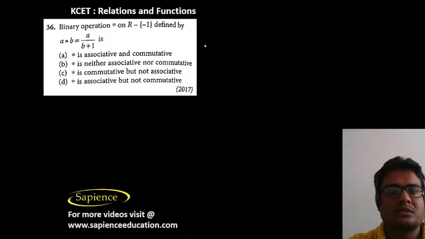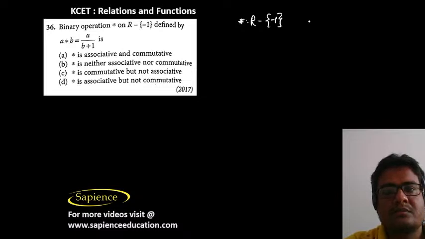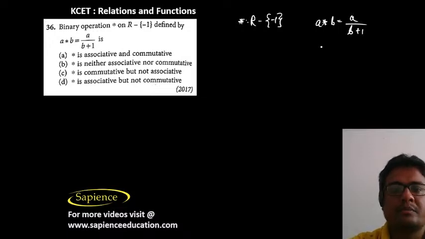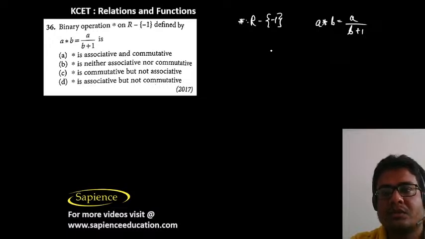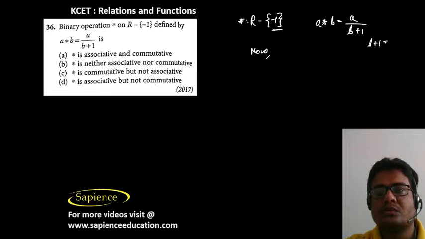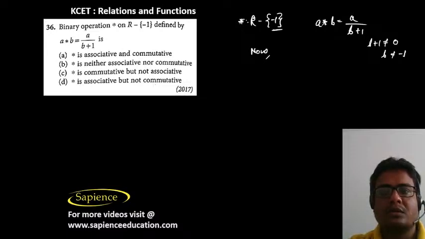So we shall go to the next question: the binary operation star on the set R minus {-1}, defined by a star b equals a by b plus 1. We have to find if it is associative or commutative or not. We cannot include minus 1, since b plus 1 should not be equal to 0, so b should not be equal to minus 1. So we exclude the element minus 1 from the set of real numbers.